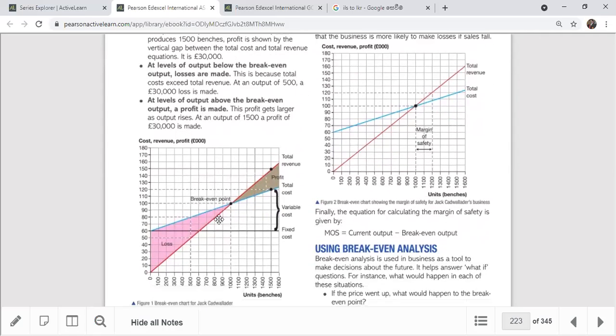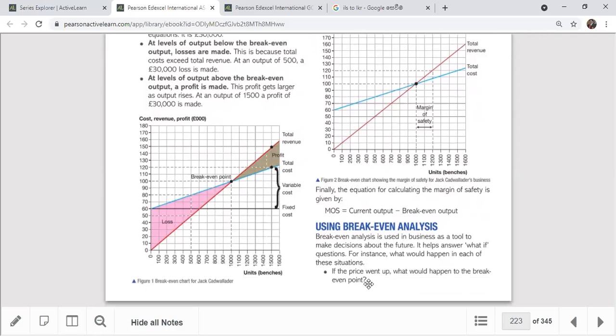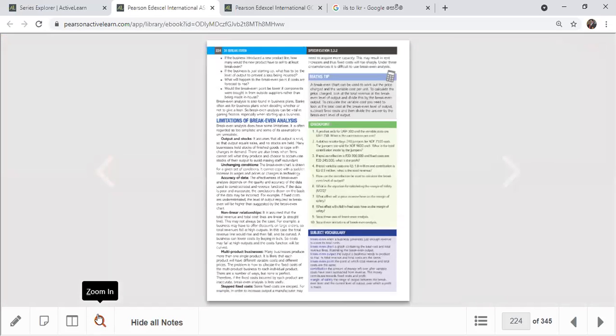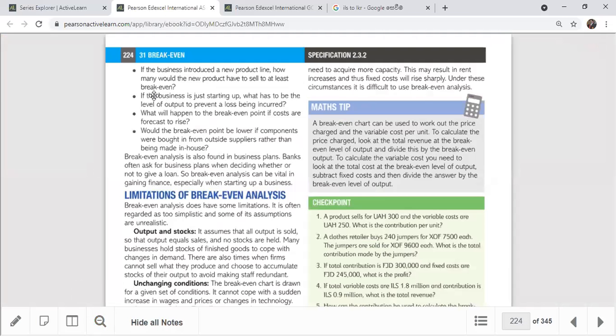This model helps us to take decisions in what-if situations. What if the price went up? What would happen to the break-even in case of price increases in an inflationary situation? Another what-if situation: what if the business introduced a new product line? How many products would the new product have to sell at least to break even? We can decide like that.